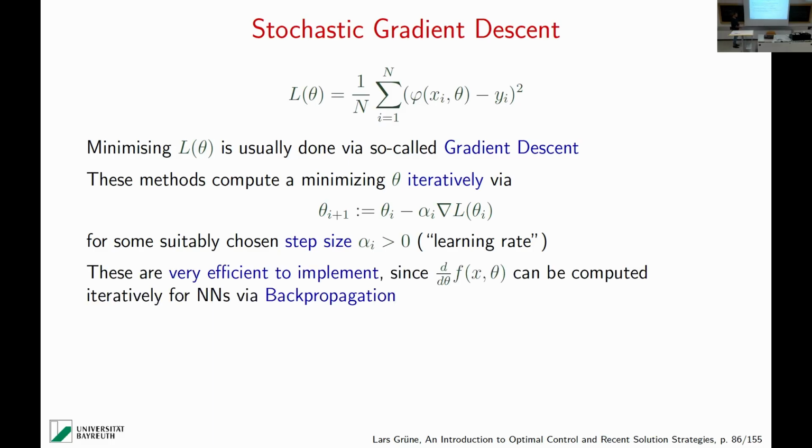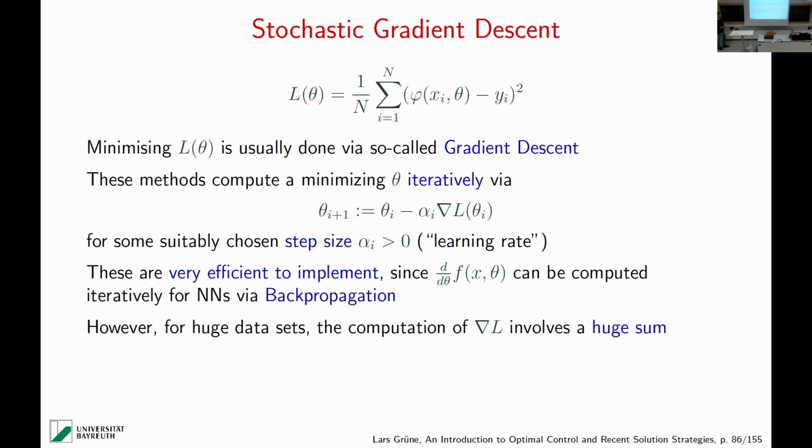Yeah, they are very efficient to implement because you can compute the derivative of a neural network with respect to the parameters theta, and this should be a phi here, sorry, not an f. You can compute this derivative very efficiently via something called backpropagation, which is nothing but an efficient evaluation of the chain rule along the neural network. You have all these layers, and if you want to compute derivatives, you have to use the chain rule, and this is what is called backpropagation. So they have lots of new names for things that we have known since ages in mathematics.